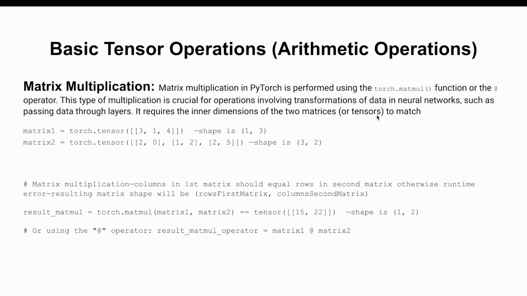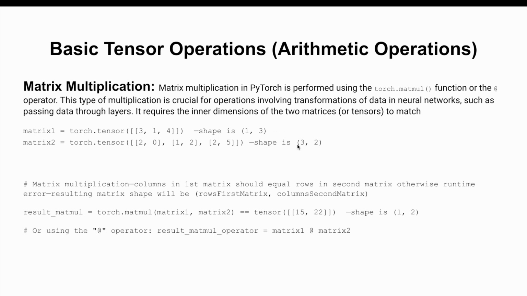So this rule requires the inner dimensions of the two matrices or tensors to match. It's very important, and it's what determines whether you can matrix multiply two tensors. The inner dimension for this is the 3, and the inner dimension for this is the 3. So if you are multiplying matrix 1 by matrix 2, and the inner dimension of matrix 1 is a 3, then the inner dimension of the other tensor should be a 3.